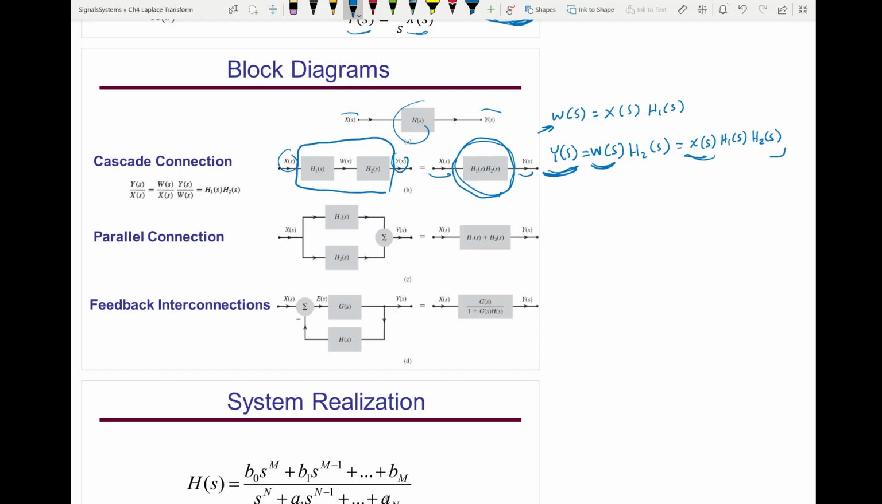This is the input, and this is h of s. So for a two-system cascade, the total transfer function is just the multiplication h1 of s and h2 of s. Same thing if I connect them in parallel.